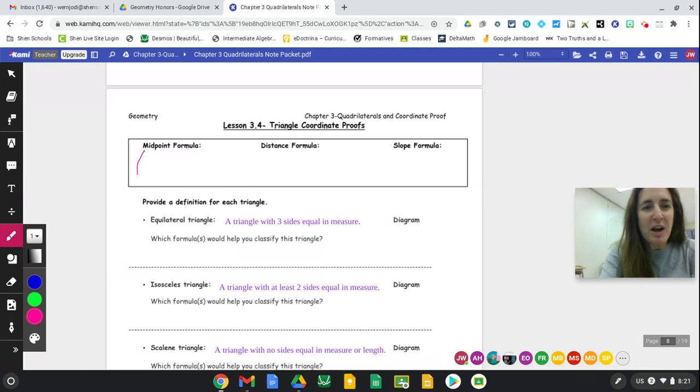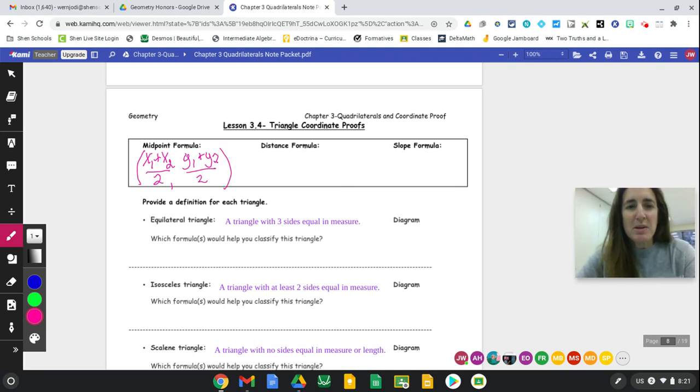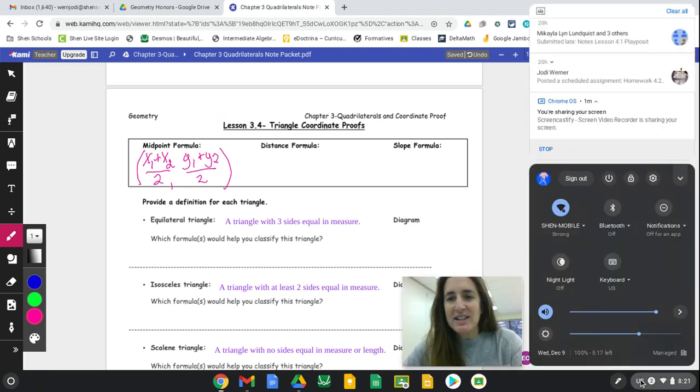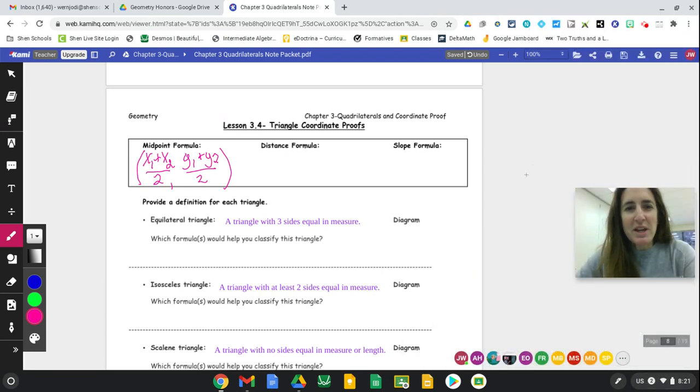Okay, so first of all, our midpoint formula is where we take x1, add x2, and divide it by 2, and then y1 plus y2 divided by 2. So midpoint, what do? You add them up and divide by 2. Okay, sorry, I was checking my sound was working.